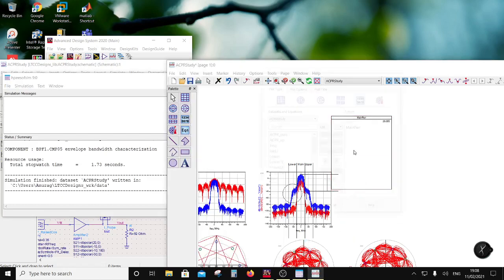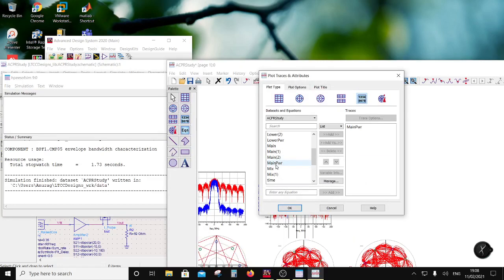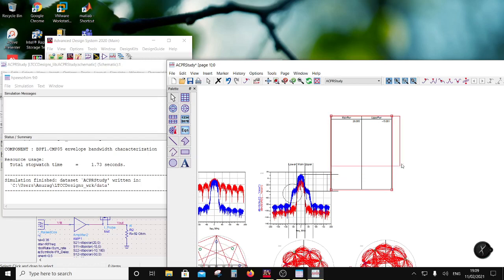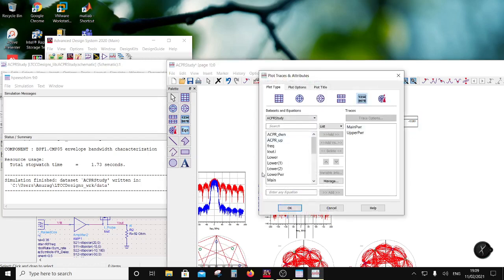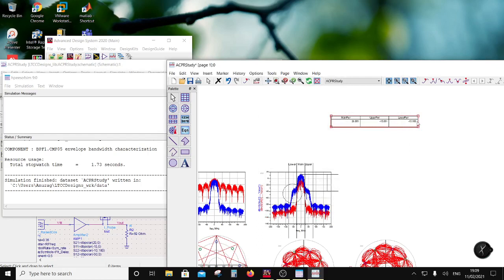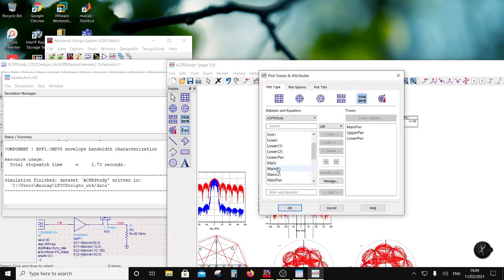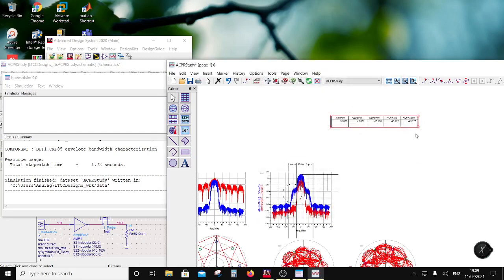Okay, so now I will look at main channel power. Then I'm going to look at upper channel power. This is in dBm. That is minus 15 dBm. Then the lower channel power. So this is the power spilt into the adjacent channel. That's again minus 15. And then ACPR up and ACPR down. So this is minus 43. So this is your ACPR up and ACPR down.